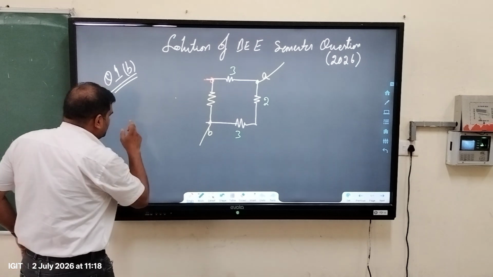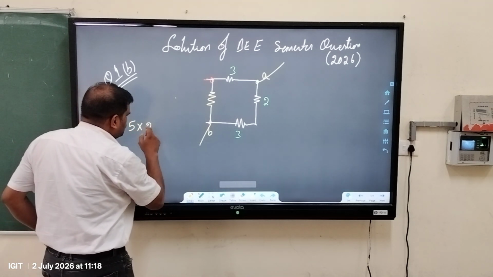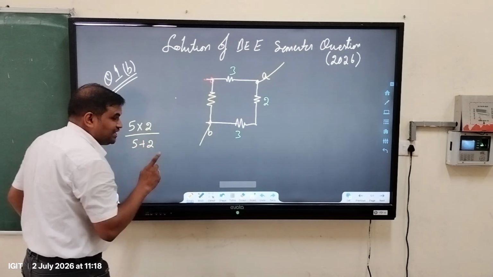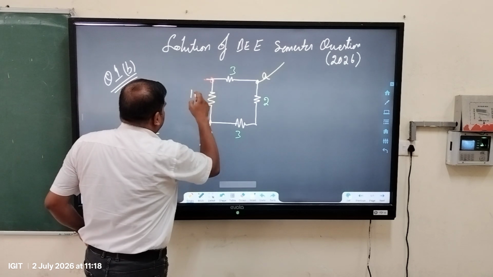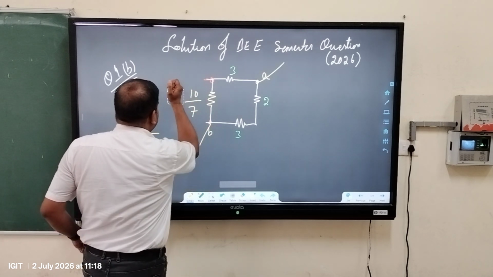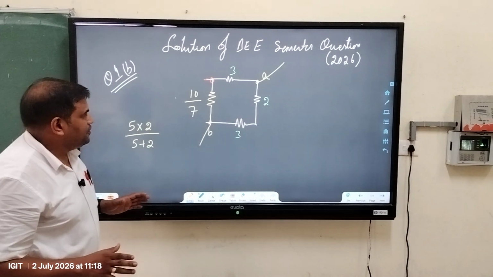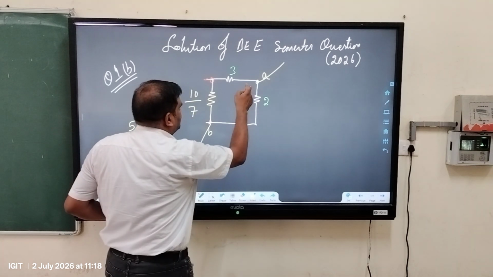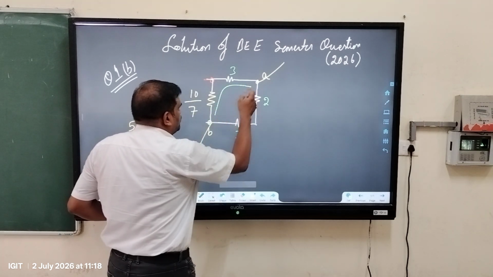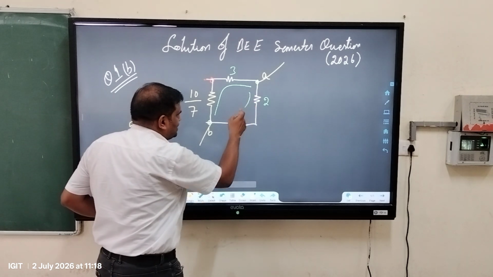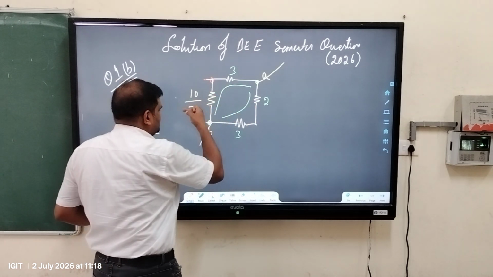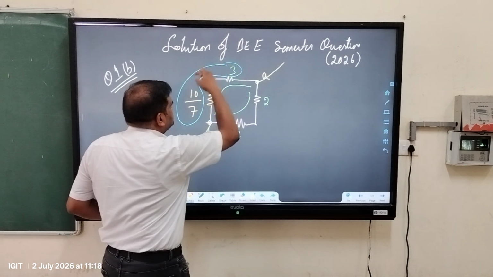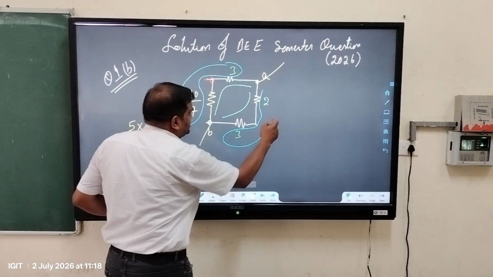What are the resistors we removed? 5 and another is 2. 5 into 2 divided by 5 plus 2, because they are in parallel. So this will be 10 divided by 7. Correct? Now this circuit is very easy. You have got one path like this between node A and B. Other path is like this. So which two are in series? We can say that these two are in series and these two also are in series, right?